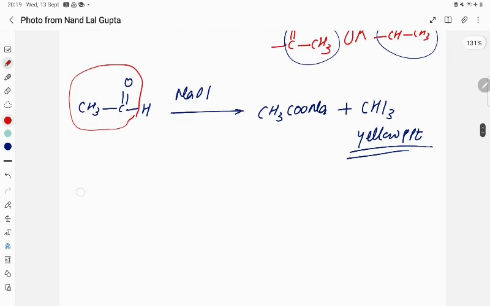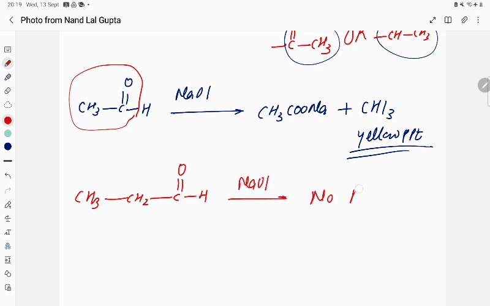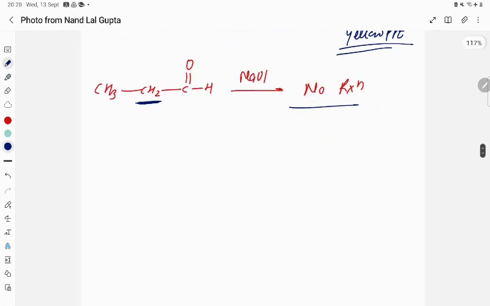Now one more compound, CH3 CH2 C double bond O and H. If you are treating with sodium hypoiodide, it is not going to give a reaction. Why? Because this is not having the methyl keto group; the alpha carbon is CH2, not CH3, so no reaction. Now let us see the ketone.